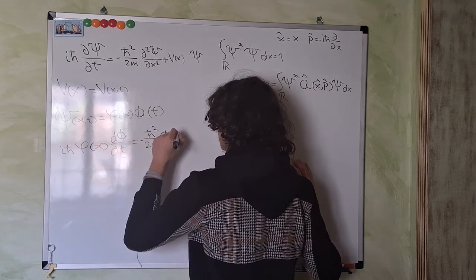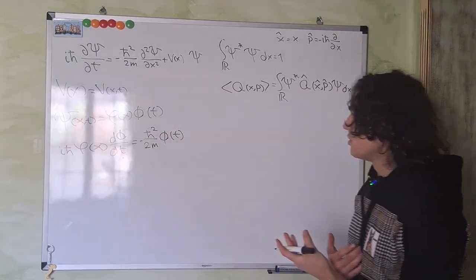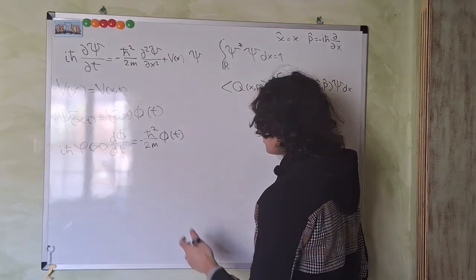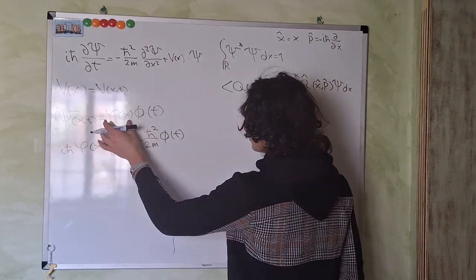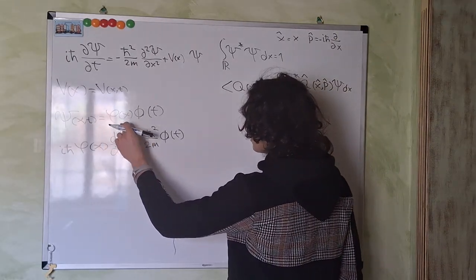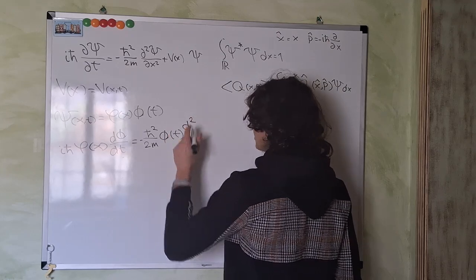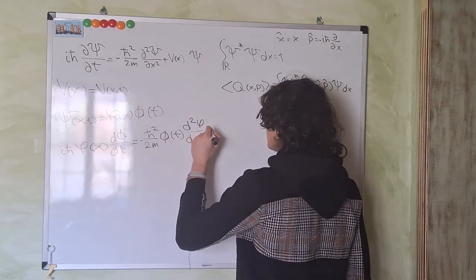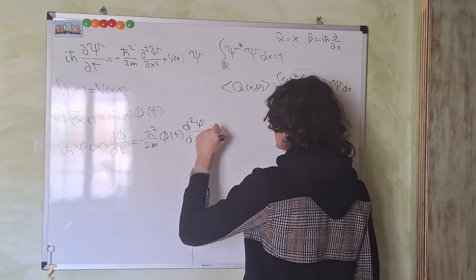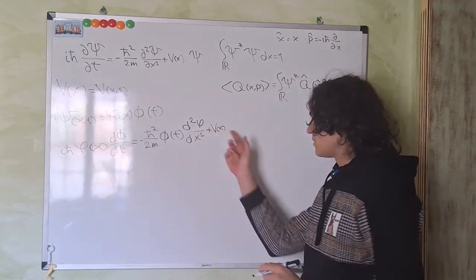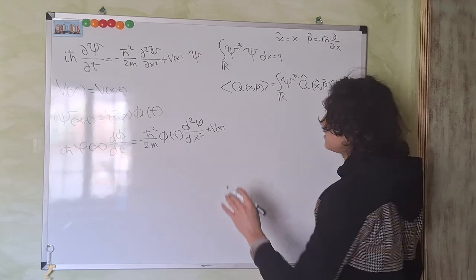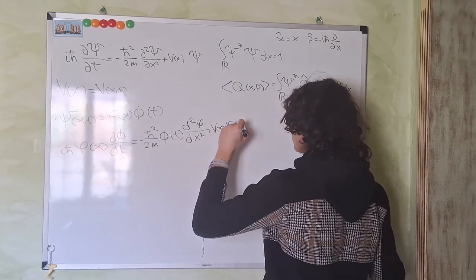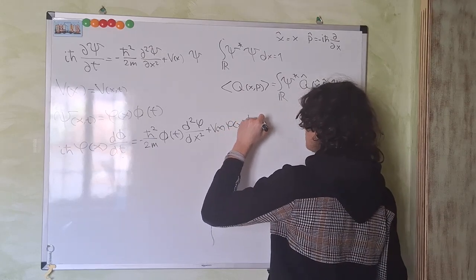We have phi of t, and then we have our second derivative this time. It's not a problem. We're differentiating only this part. It only depends on x, so we can do the same trick. And then we have our time-independent potential, and I'm specifying that it is time-independent, times psi, and psi has become the product of these two pieces.